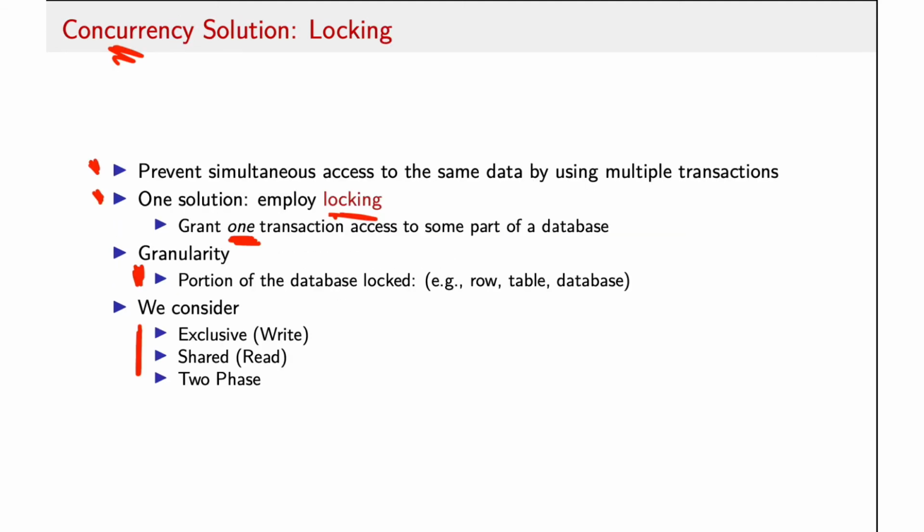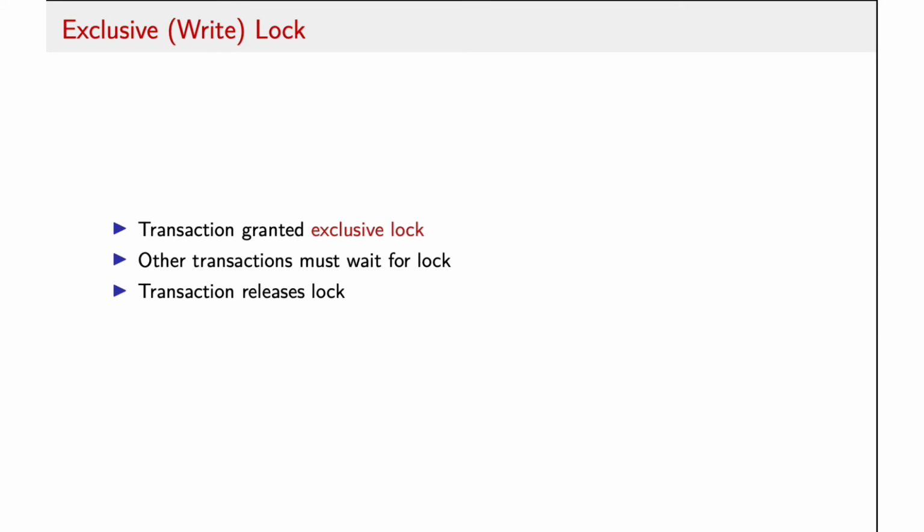Okay, so of those three, exclusive, shared, and two-phase locks, let's talk about exclusive locks. An exclusive lock basically says nobody else but the transaction that holds that lock can do anything with the resources that have been locked. Let's just assume, say, a table lock.